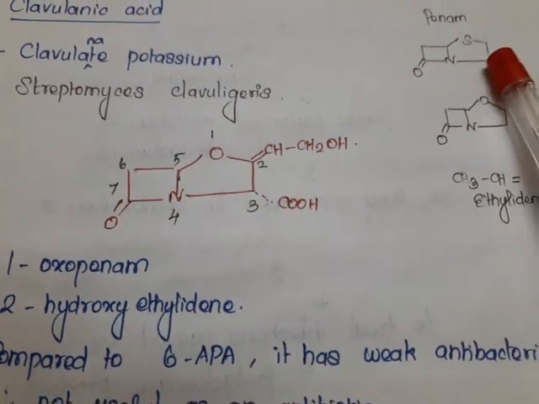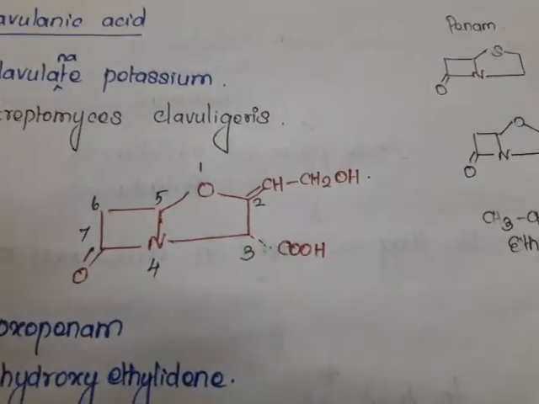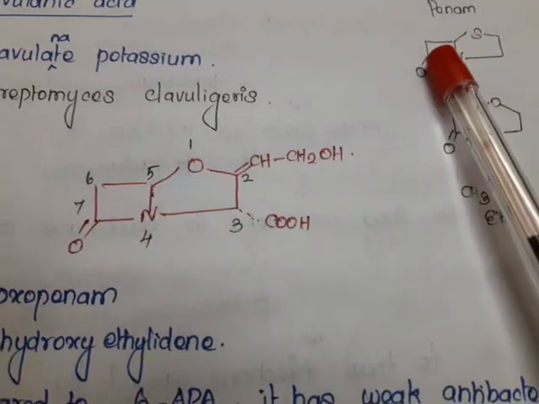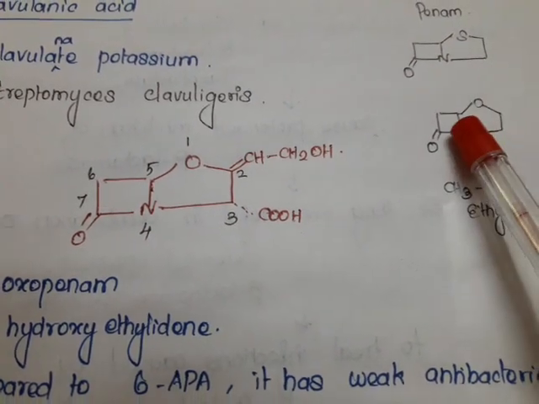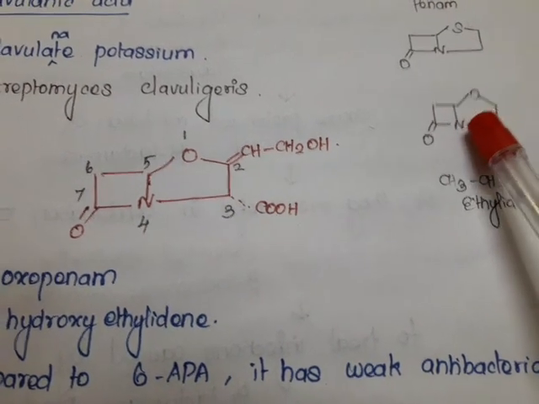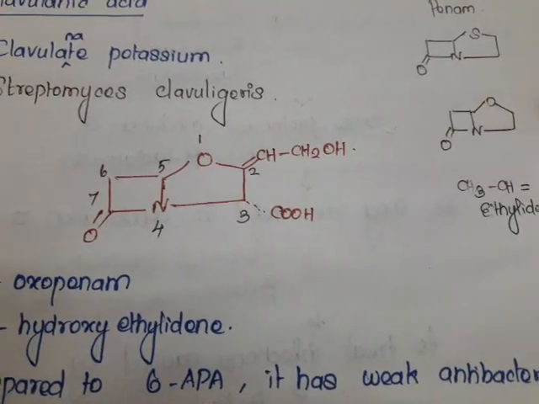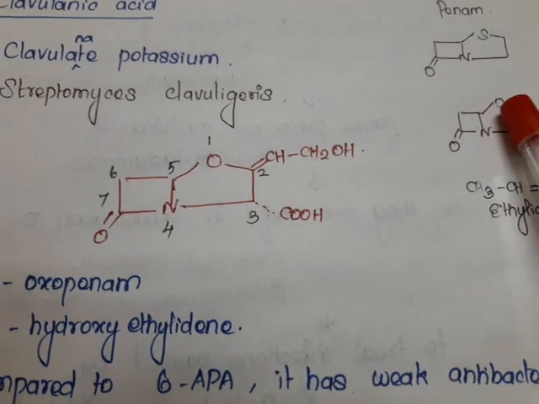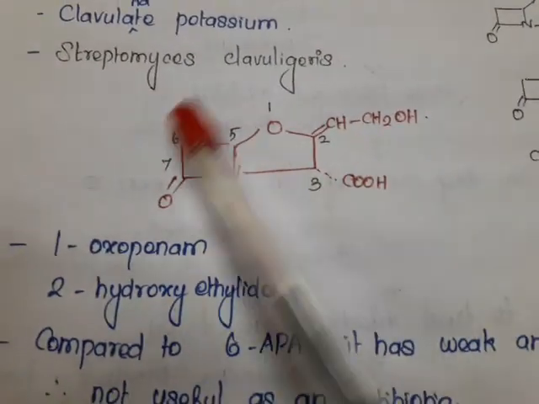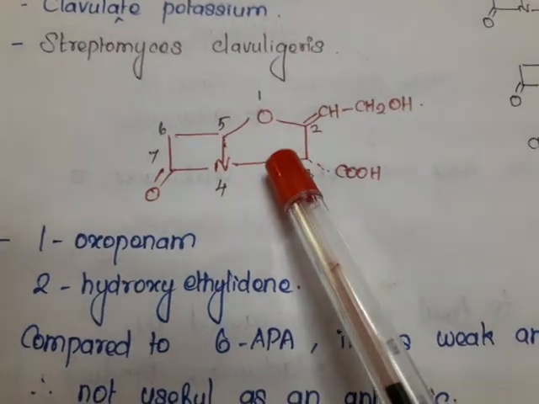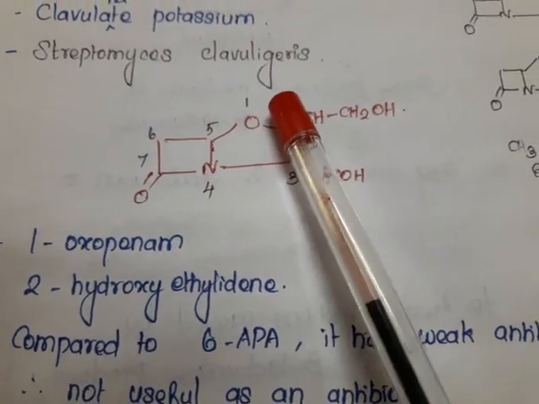Before that, we have already seen this is called the penem ring. So what is the penem ring? Fusion of a beta lactam ring with a thiazolidine ring is called the penem ring. And in this one, instead of sulfur we have oxygen, that is called oxapenem. Oxygen is attached in the first position, that's why it is called 1-oxapenem. So what is the basic nucleus present? That is called oxapenem, and this is a 1-oxapenem.